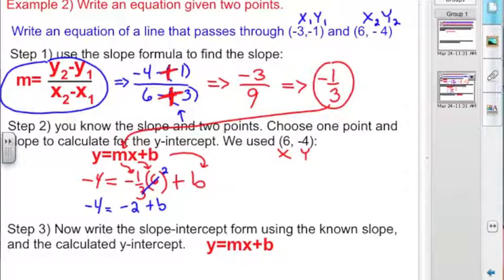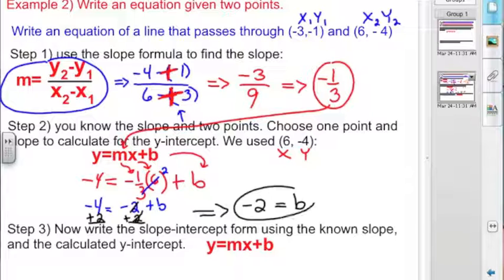I want to get the negative 2 to the other side. So you know you're going to have to add 2. That cancels out. So I'm going to bring my work over here because I ran out of space. I have negative 4 plus 2. I get negative 2 equals b. And you can substitute that down here. So we get y equals x. Here comes my b value, minus 2. I need my slope. We calculated it earlier as negative 1/3.